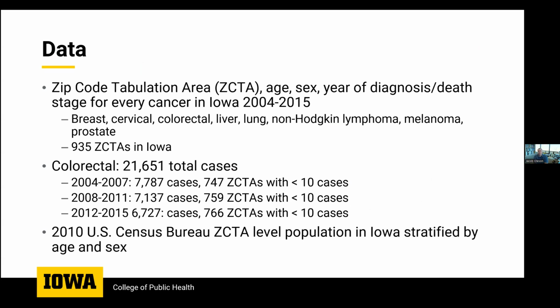We have a zip code tabulation area. The data that we have is age, sex, year of diagnosis, and death stage for every cancer in Iowa over that time period. And we had decided to focus on these 8 specific cancer sites for the 935 ZCTAs in Iowa. So small data sets. For colorectal cancer, one of the more common cancer sites in our state, roughly 750 of the 935 ZCTAs are going to have fewer than 10 cases, where we wouldn't be able to show the raw data.